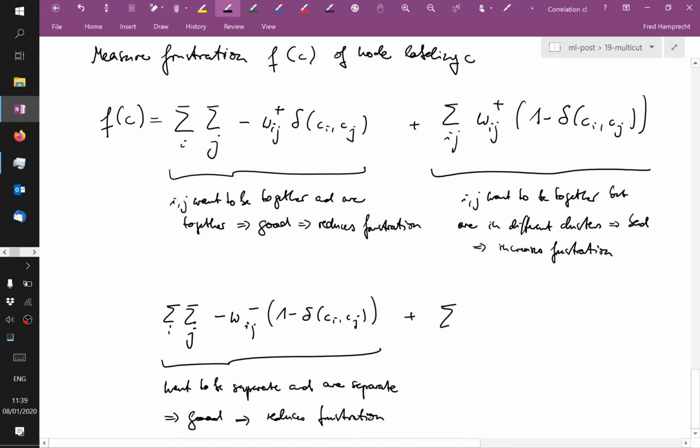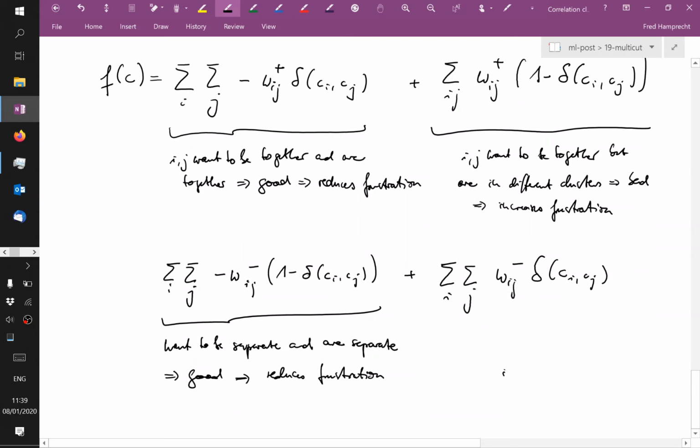Finally, the last case, wij minus. Poor guys don't like each other, but they happen to be in the same cluster. Okay, this again increases frustration.